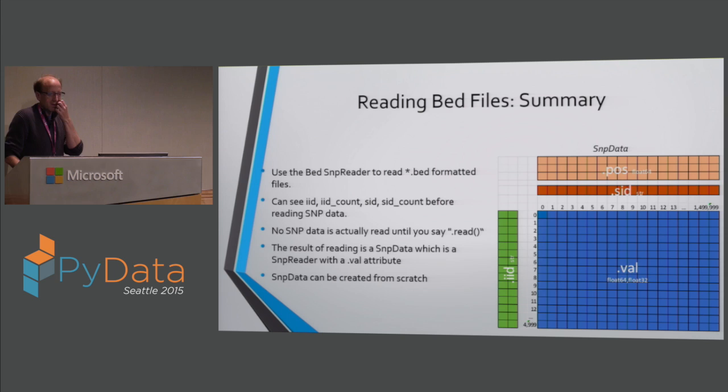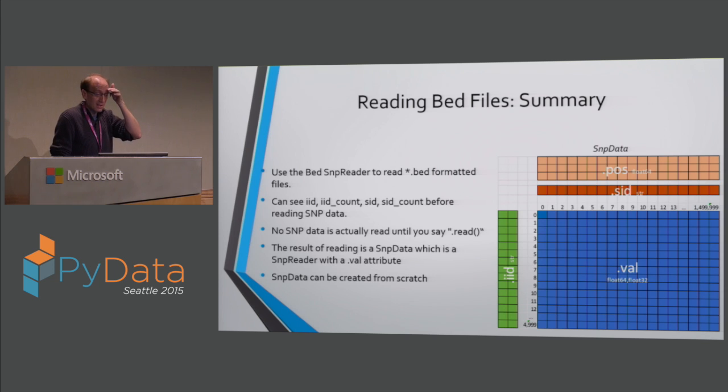So in summary, with respect to bed files, the bed is the SNP reader for the bed format. You can see IID, IID count, SID count before reading any SNP data. No SNP data is read until you say read. The result of reading is a SNP data object, which has a val attribute, and you can create SNP data objects from scratch. And here you can see kind of a way to look at the data that's involved in a SNP data. And any SNP reader is the same, except it wouldn't have the .val.